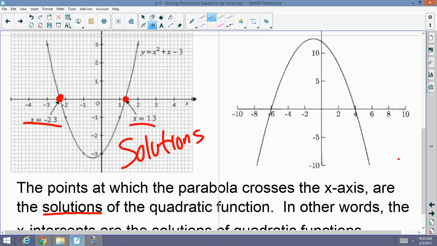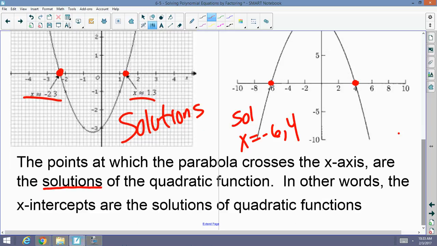If I look at the graph on my right, the graph goes through -6 and through 4. So my solutions here are x equals -6 and 4. Again, why are those the solutions? Because those are the points that the graph passes on the x-axis. Does that concept make sense? That is what we're looking for. We're looking for the x-intercepts, basically. We're looking for the solutions, which are the x values where the graph crosses the x-axis.